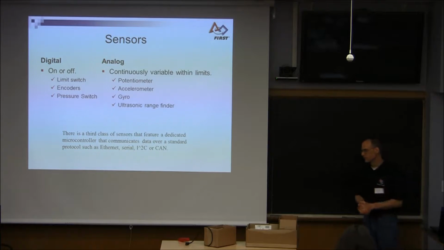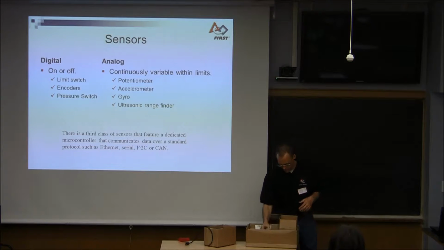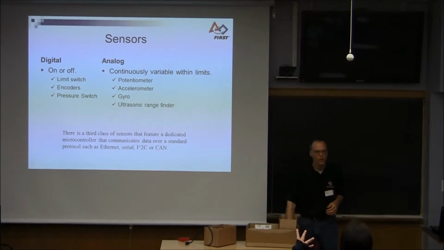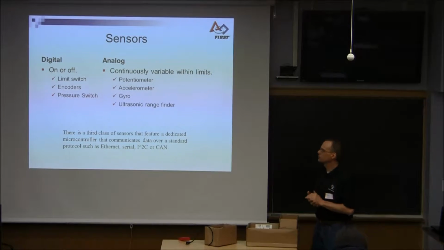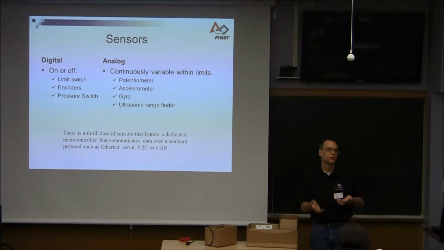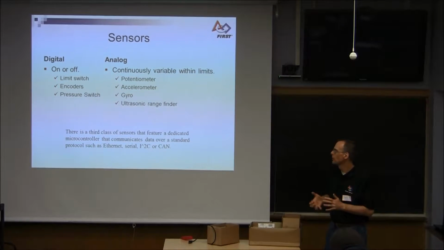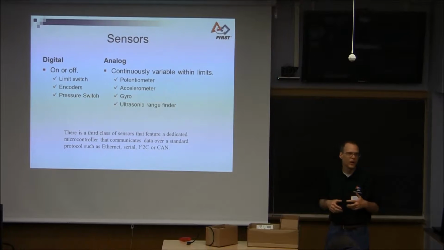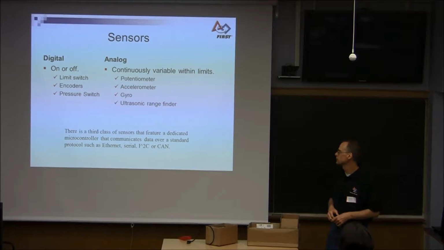So let's talk about sensors. In FRC, we generally classify sensors in 2 broad categories, either digital or analog. And that's because you have places to plug in either digital or analog sensors. Now, there's many, many different ways you can classify sensors, and there are many thousands of different kinds of sensors.